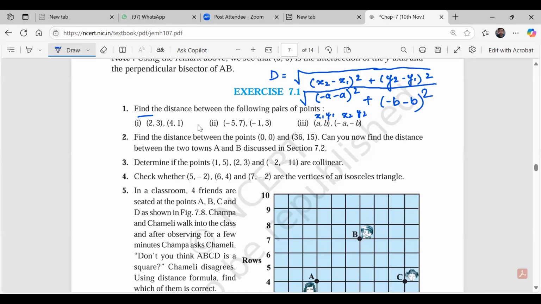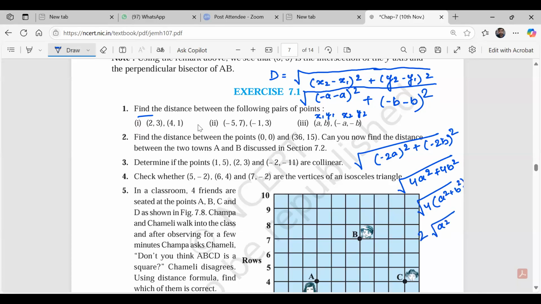Yes, ma'am. So minus a minus a will be minus 2a. Inside the root you have minus 2a whole square plus minus 2b whole square. You just have to do the simplification a bit. So you'll get 4a square plus 4b square. You can clearly see 4 is a common factor, so you take 4 out, and a square plus b square will be there. Now the 4 which you have taken out as a common factor, 2 can come out of the root. So you will have 2 root a square plus b square. This is the distance, because after this we are not able to simplify it more. Getting it?